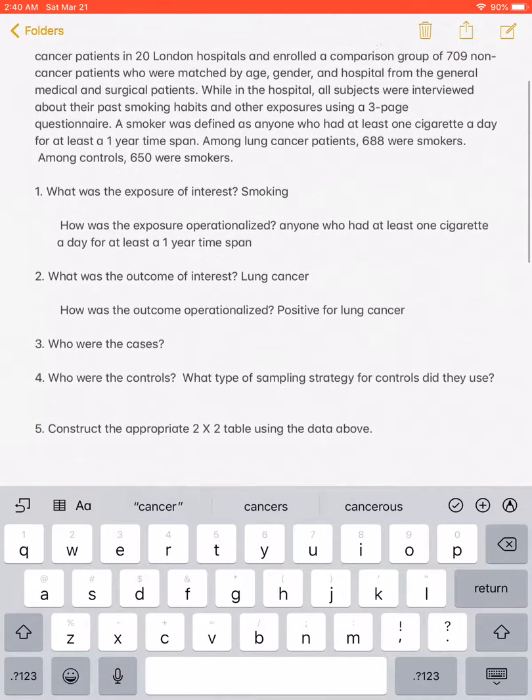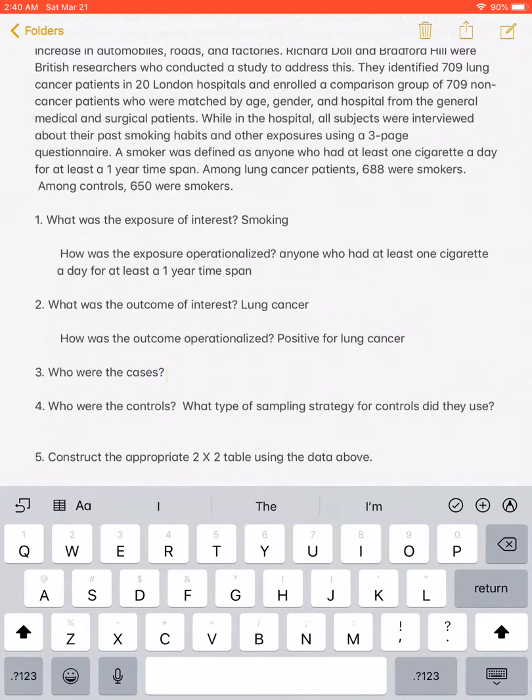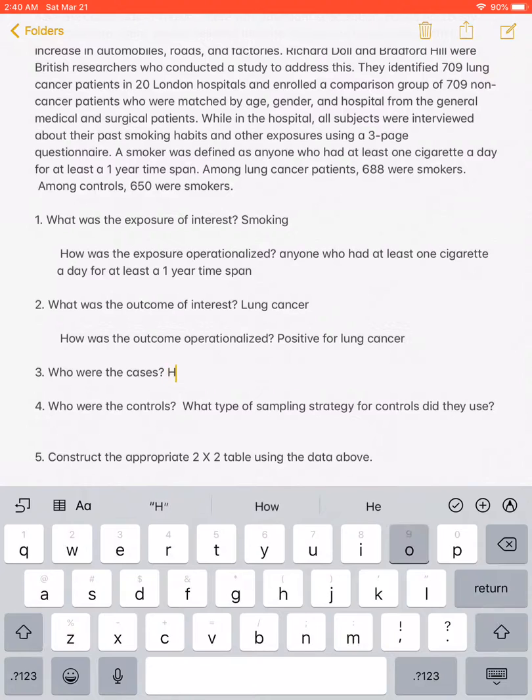Okay, so the next thing we want to do, so we have our exposure, we have our health outcome. Who are our cases? Our cases are anyone with lung cancer, right? In a hospital. They found people in a hospital with lung cancer. Hospitalized people.